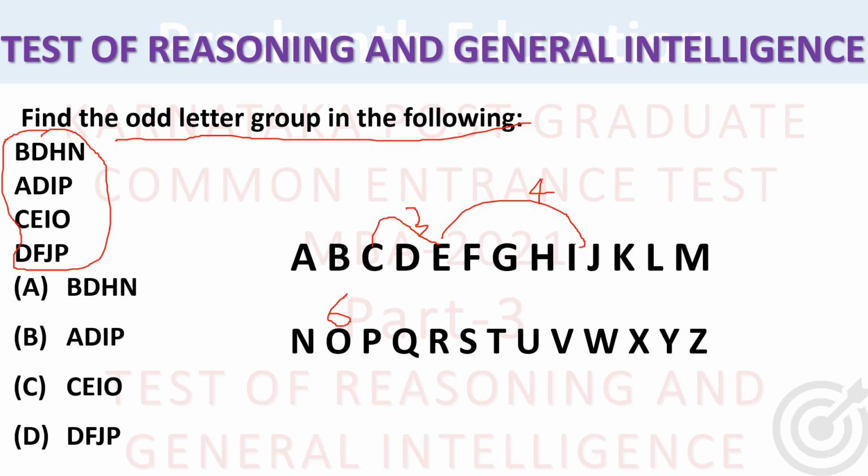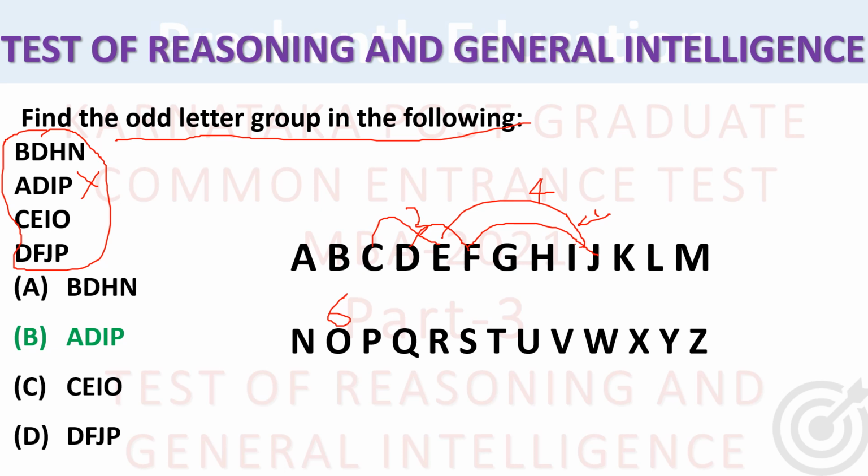So easily we can tell that this is the wrong one. Even this will follow the 2, 4, 6 pattern. D to F is 2, F to J is 4, then J to P is 1, 2, 3, 4, 5, 6. So the odd letter out of this group is A, D, I, P.